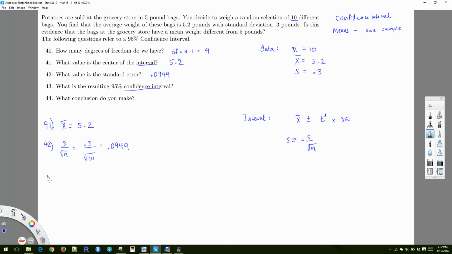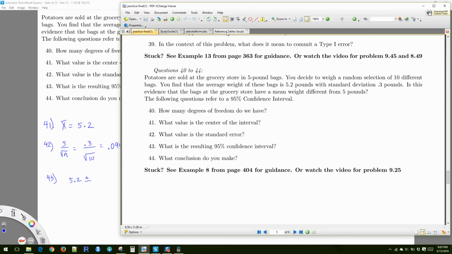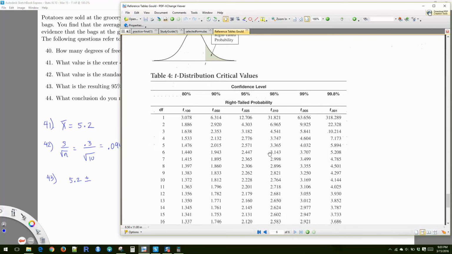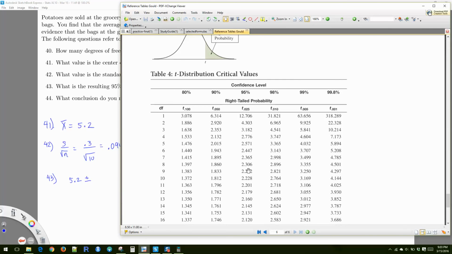Okay, and our confidence interval will be 5.2 plus or minus. We're going to have to look up t star. So t star, we have 9 degrees of freedom, 95% confidence. So I go to my table, 9 degrees of freedom, 95% confidence, 2.262.